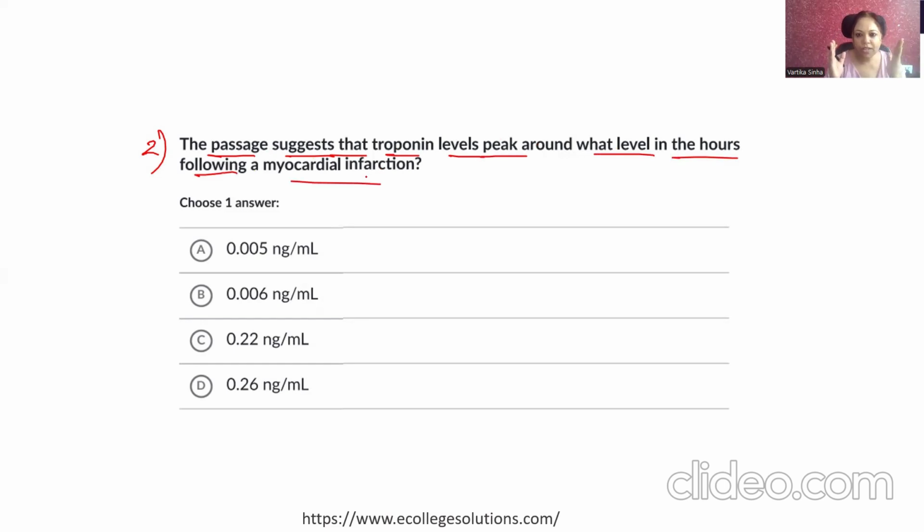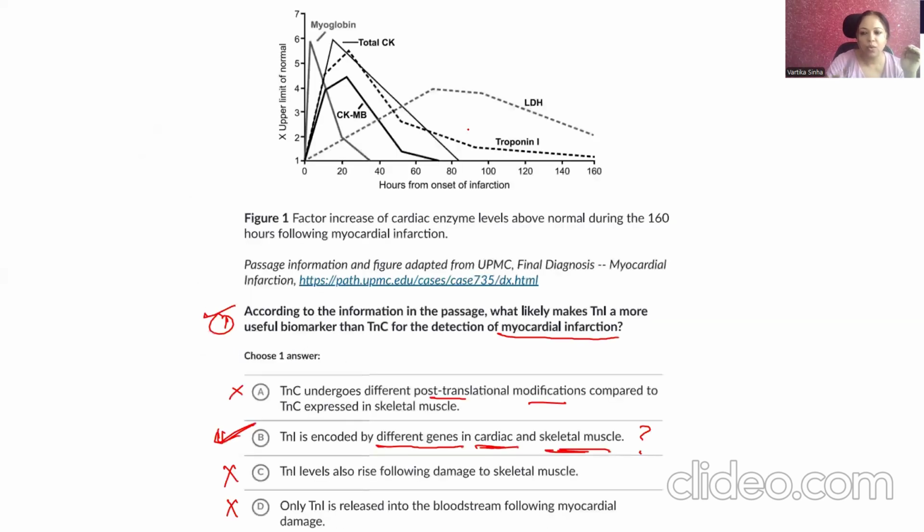You just need to focus on this. Because we are talking about the peak, you will need to go and see this curve in the figure, in the question. So this contains the x-axis and the y-axis. The y-axis means upper limit of the normal. They are showing it for myoglobin, for CK, for CK-MB, for LDH, and for troponin I. It is the upper limit of the normal, and the x-axis is showing hours from onset of infarction, right? It means when they peak after the onset of infarction, right?